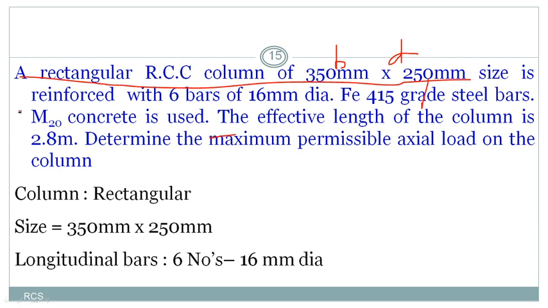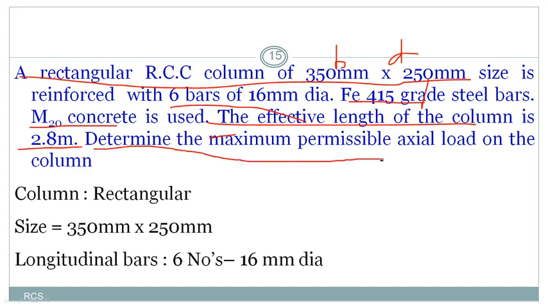The column is reinforced with 6 bars of 16 mm dia, and the grade of steel is 415, grade of concrete is M20. The effective length of the column is 2.8 meters. The condition on which the column is mounted is not given here, but they directly gave the value of effective length. Determine the maximum permissible axial load on the column, that is, the load carrying capacity of the column.